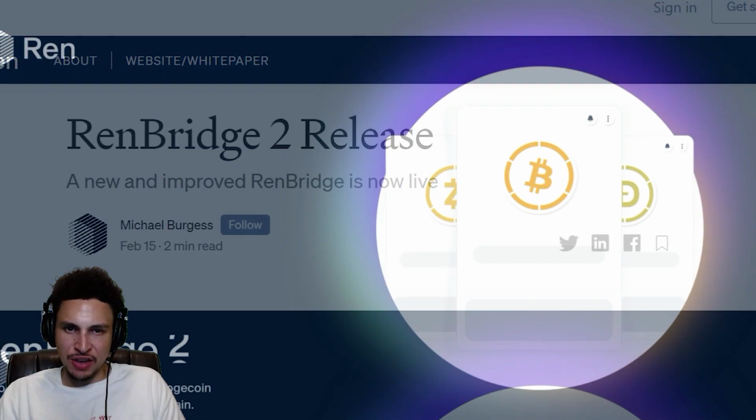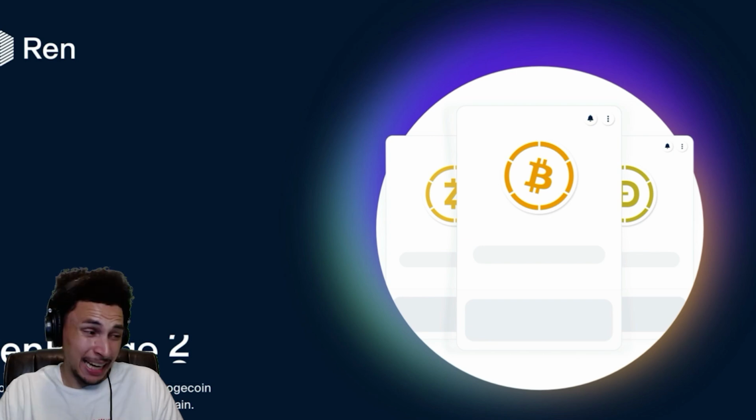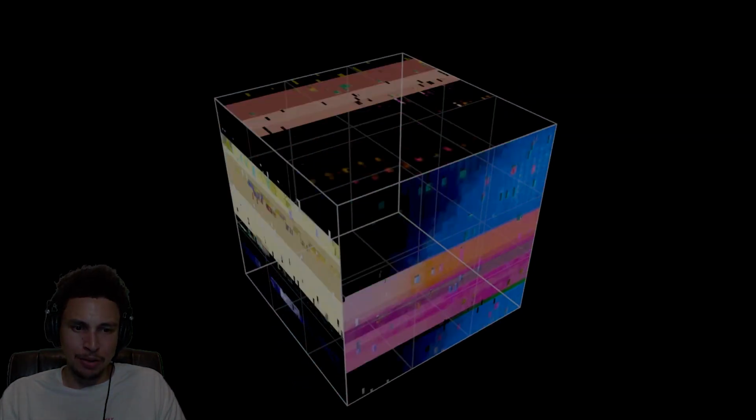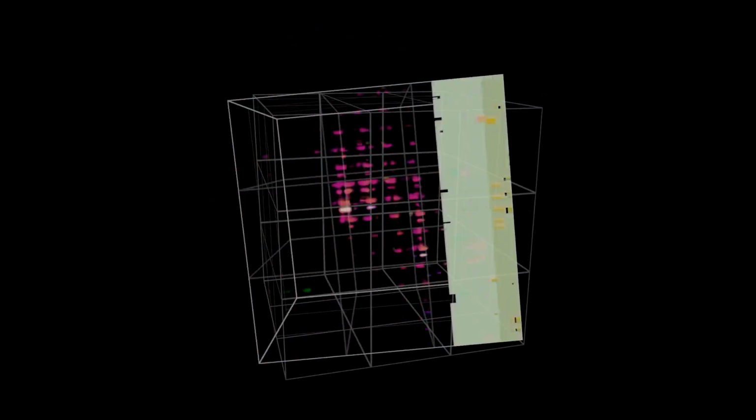RenBridge 2 release. If y'all ain't familiar with RenVM, which in layman terms helps you take one digital asset and make it compatible to use on another blockchain. And up to this point, RenBridge 2 only accommodated Bitcoin, Bitcoin Cash, Zcash, and Dogecoin to be used on Ethereum and the Binance Smart Chain.